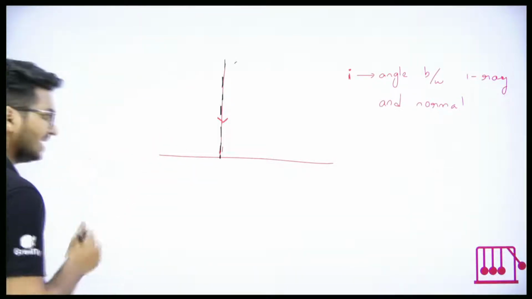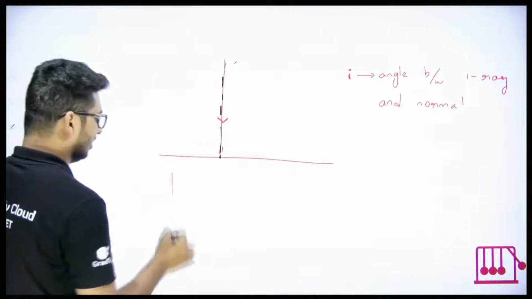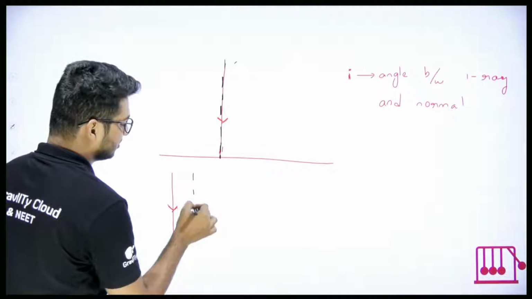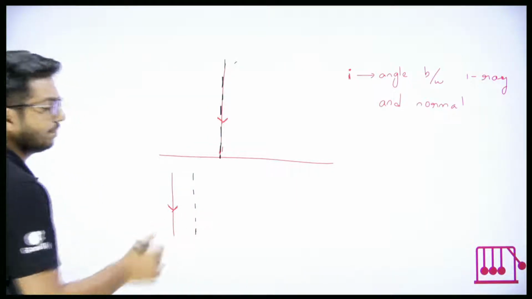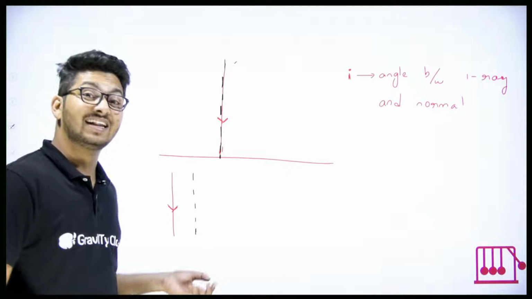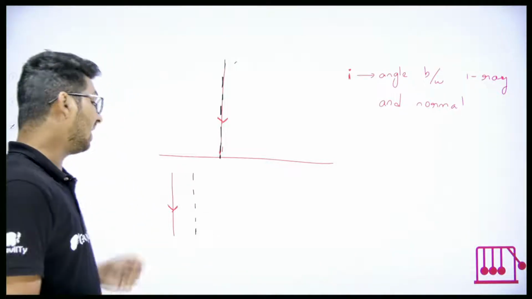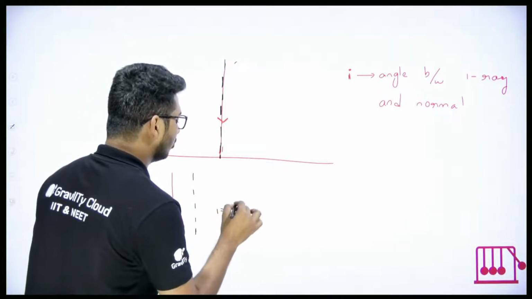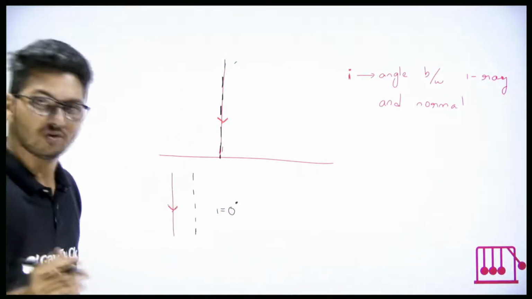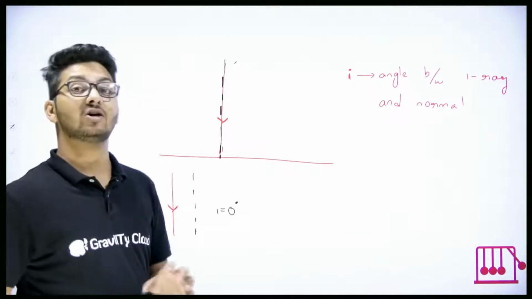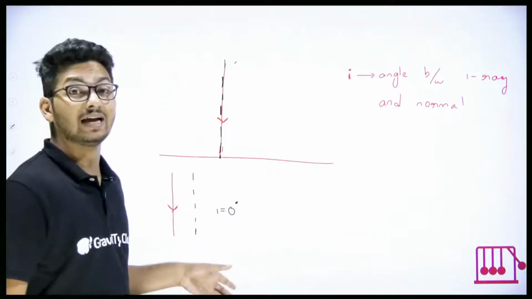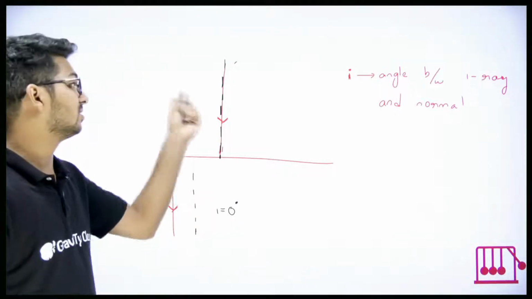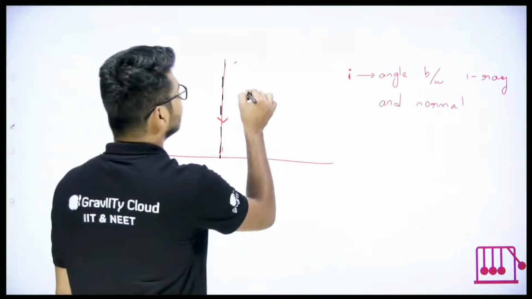That means if I separate these two, the ray and the normal, the incident ray will be something like this and the normal is like this. Look at them, are they parallel? Yes, they are parallel. And if two lines are parallel, the angle between them is 0 degrees. So the angle between incident ray and the normal is 0 degrees. So angle of incidence is 0 degrees.